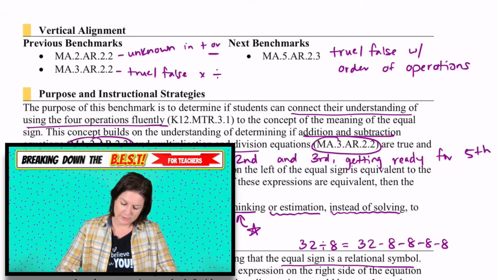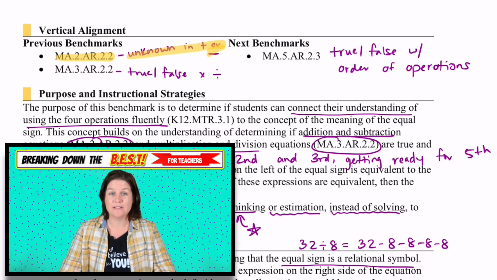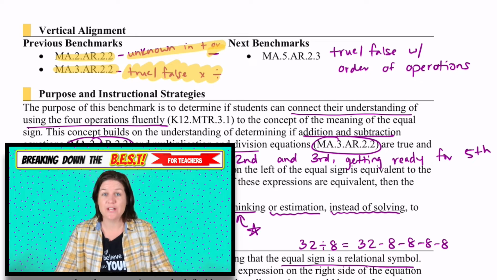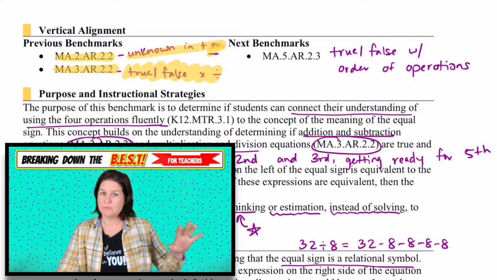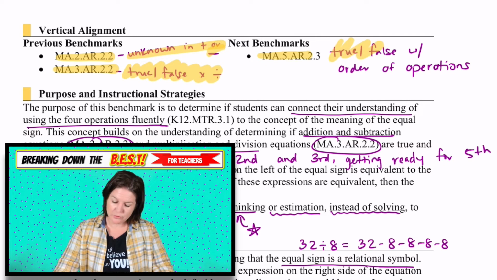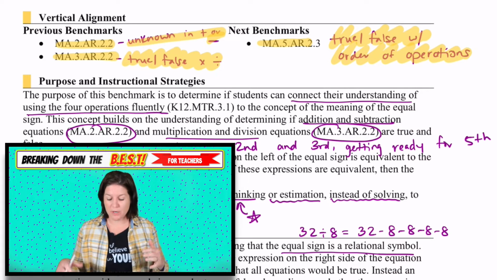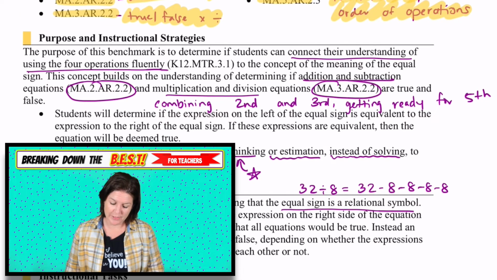Where are they coming from? In second grade, they had unknowns in adding and subtracting problems that they were trying to figure out. In third grade, we practice true and false with multiplication and division. So this time we're doing all four operations, but last year we just focused on multiplying and dividing with this skill. And then in fifth grade, we have true or false with order of operations, all four operations being involved. We're increasing the complexity of the problem in fifth grade to include the steps for the order of operations, okay?